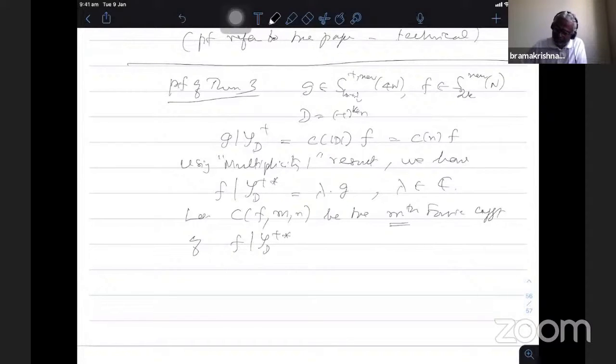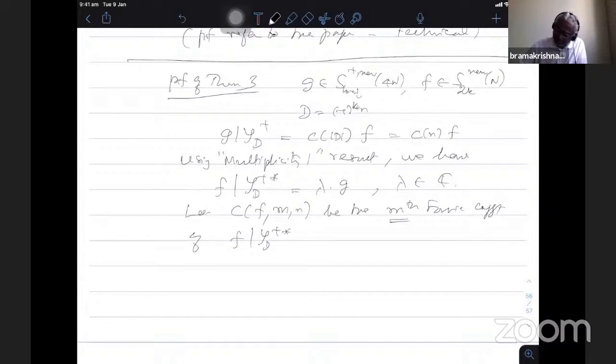Therefore, I am taking the mth Fourier coefficient of this. Therefore, I consider C of f mn. I multiply for adjustment. I put this G in this one. This is nothing but lambda; the mth coefficient here is C of m into G. Okay, so if I take the inner product now, I am comparing the mth Fourier coefficient on both the sides.